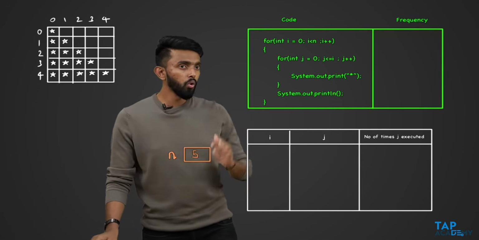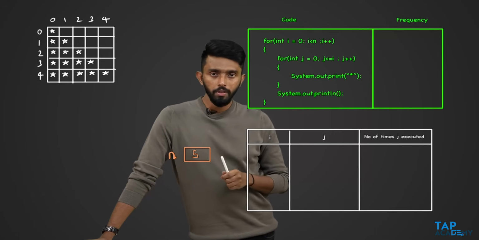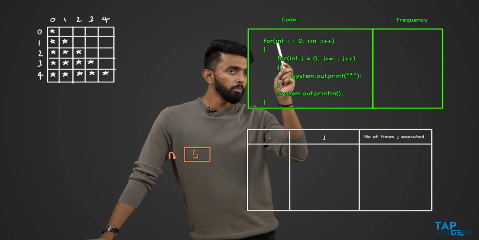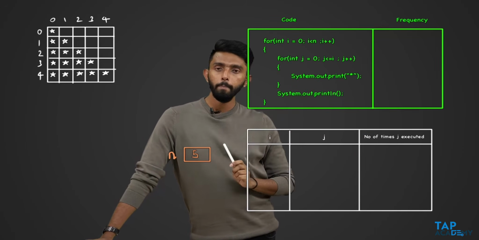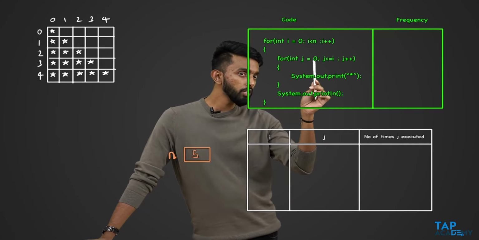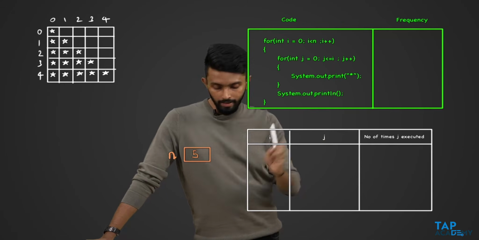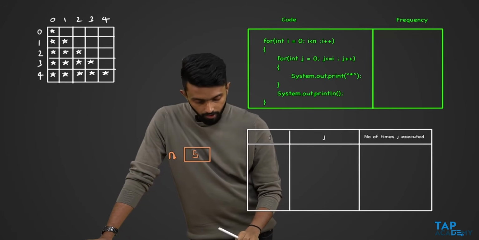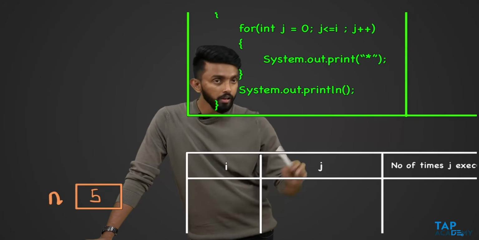For the triangle pattern, I have written the code. Now, if you look at this code, one thing which will be clear to you is that the outermost loop is going from 0 to n. But the inner loop, j, starts from 0, but it doesn't go till n. Till where is it going? It is going till i.